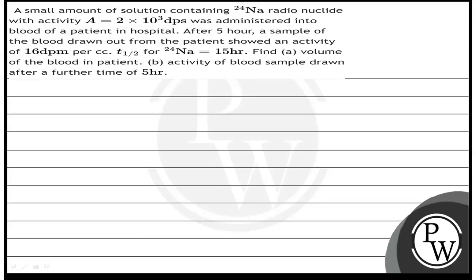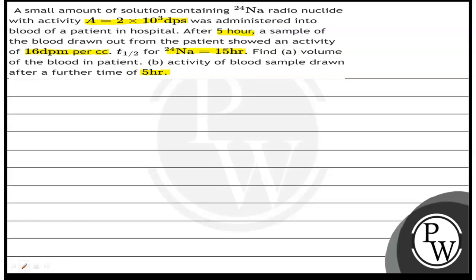A small amount of solution containing 24Na radionuclide with activity A equal to 2 × 10^3 dps was administered into the blood of a patient in a hospital. After 5 hours, a sample of blood drawn out from the patient showed an activity of 16 dpm per cc. T half for 24Na is 15 hours. Find A. Volume of blood in patient. B. Activity of blood sample drawn after a further time of 5 hours.